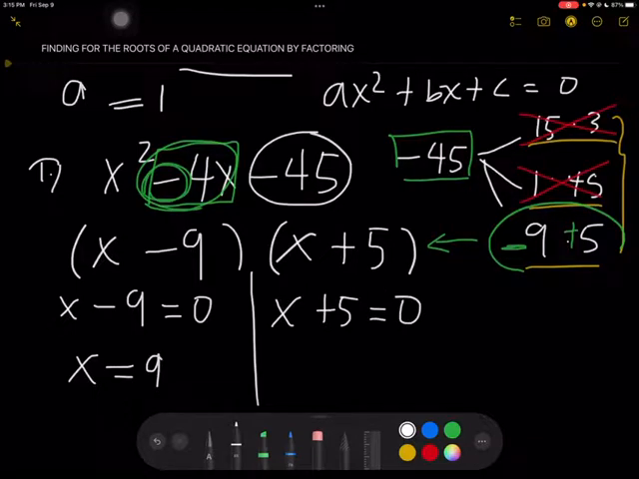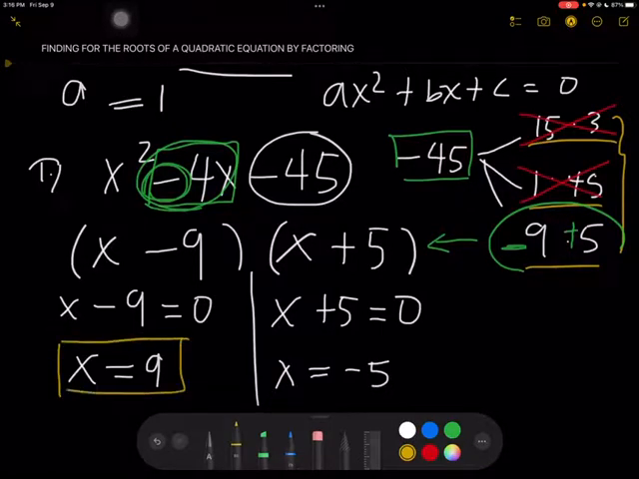Use the addition property of equality. It's negative 5. Or just what they call transposition, lilipat sa kabila, it will change the sign. So the roots are 9 and negative 5. Now, if you want to check it, you can use 9 or negative 5. These 2 roots will satisfy your given equation.